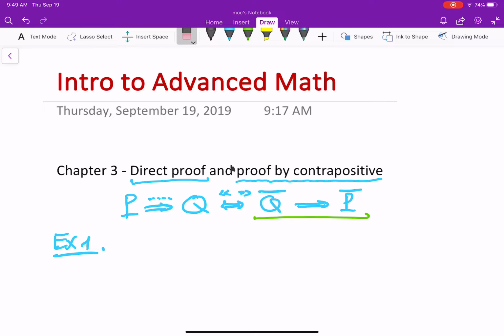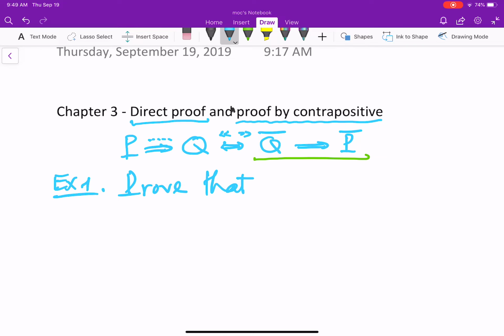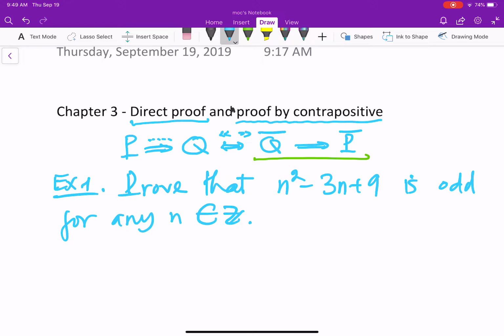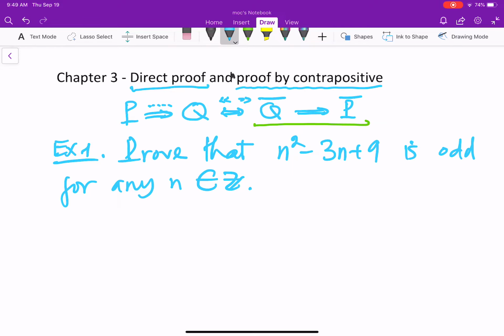Prove that n squared minus 3n plus 9 is odd for any n in Z. Alright, in this chapter we study some proofs involving integers, and we know that we have two kinds of integers, odd and evens. So let me do a very short review about that, and then we will start. Review.